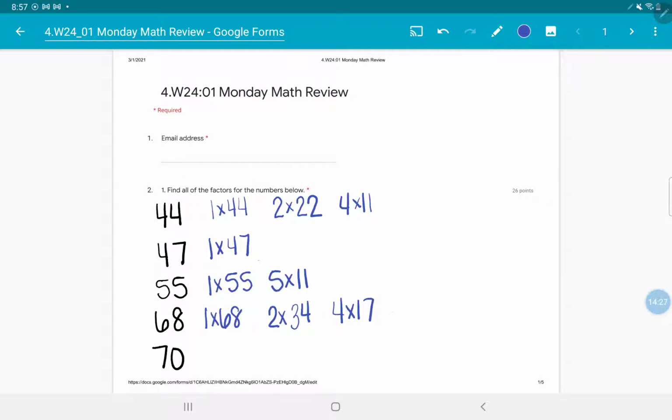Okay. Is 5 going to be a factor? No. 6? No. 6 times 11 is 66. So that wouldn't work. Okay. 7?